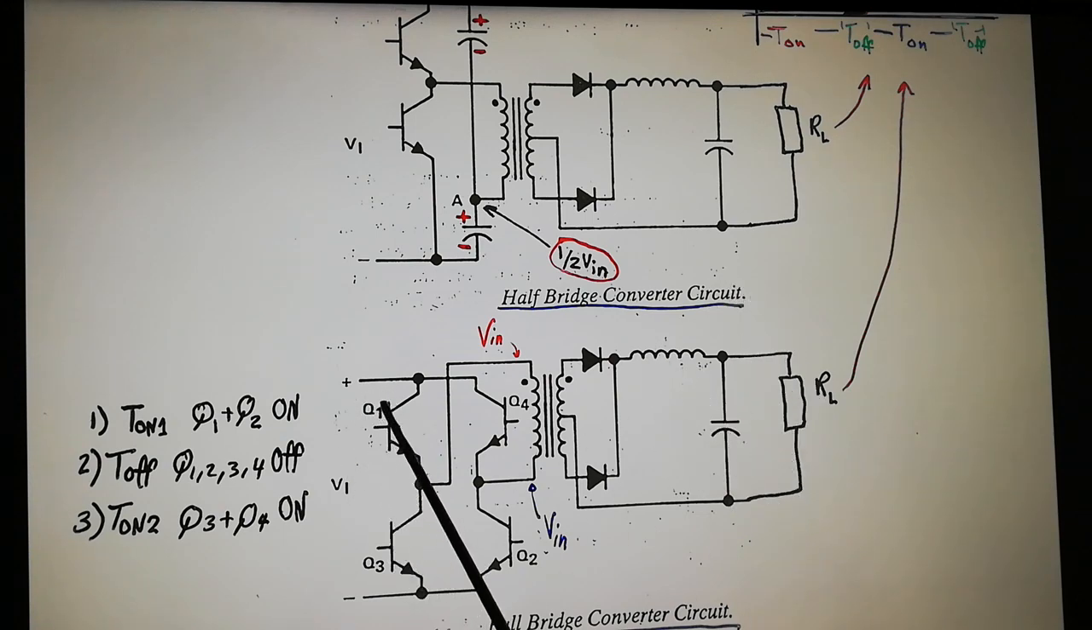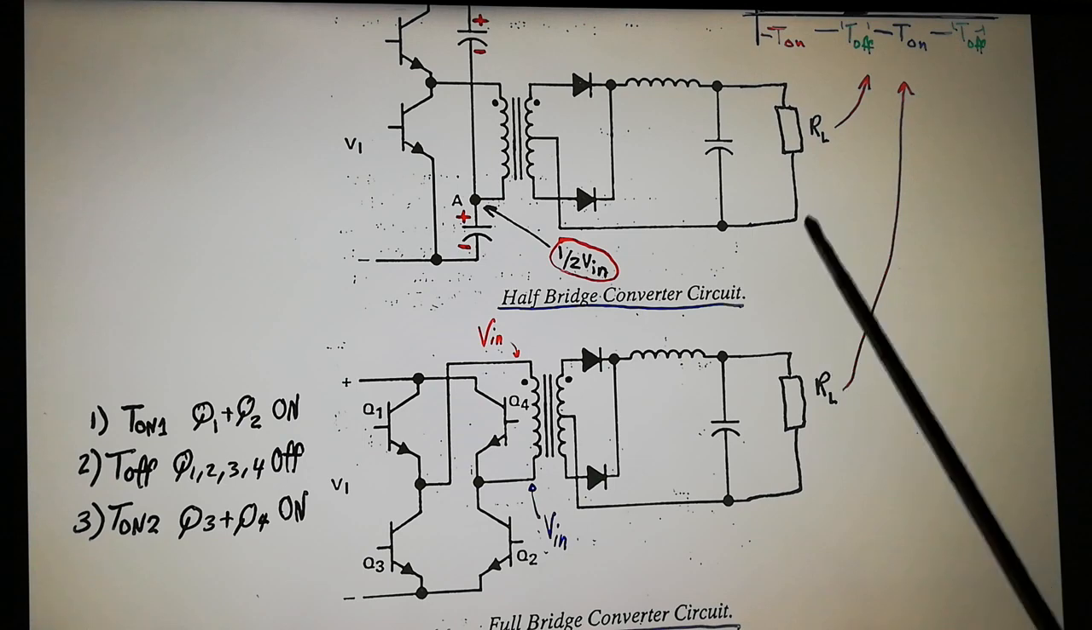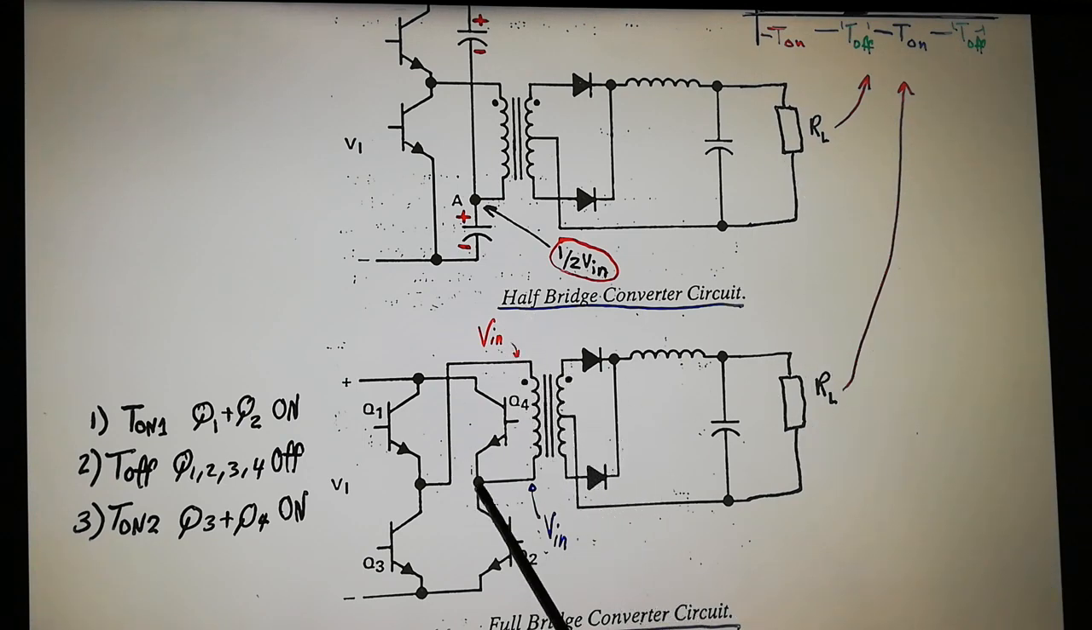And how that operates, really. It's written in here. During T on 1, Q1 and Q2 are on, both of them. After that, like we said, the off, where all the Qs are off. That's the following sequence. And after that, T on 2, we have Q3 and Q4 on. And after that, all of them will be off again. So it's the same thing, really, but the idea is that you have all your VIN across all of the primary winding, not half of the voltage. So this is a full bridge converter circuit.